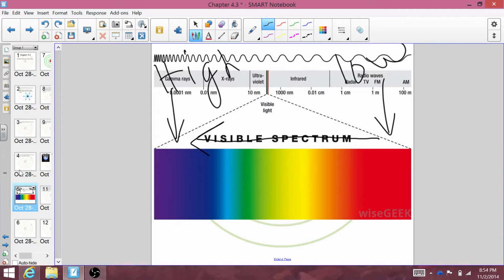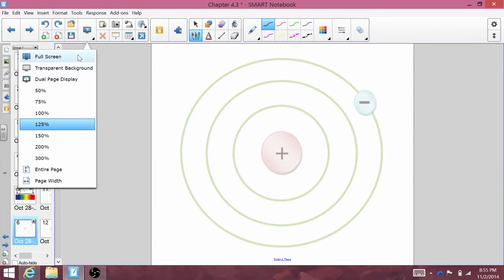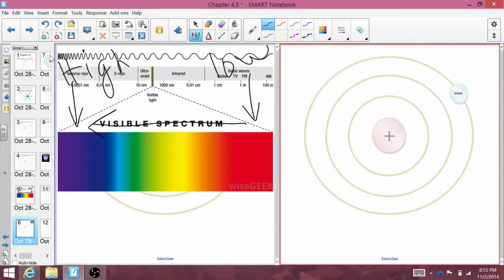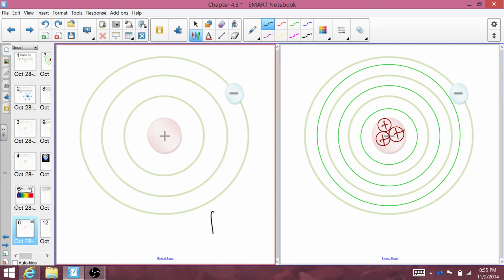So given that, and given our rules of energy levels, talking about how the farther it is, the more energy it has, let's compare two different elements. So on the right, you can see I have an element with one proton and one electron. So one proton means it has an atomic number of 1. So if you look at the periodic table, you would see that this element is hydrogen. And when we look at this electron, when it's way out here, it has a lot of energy. The farther away from the nucleus an electron is, the more energy it has.